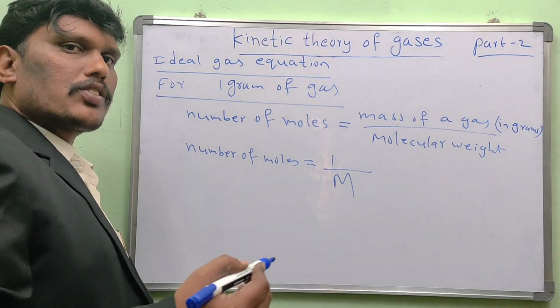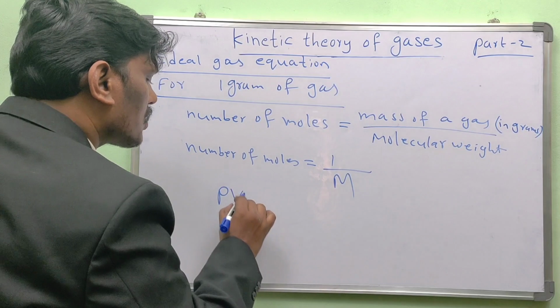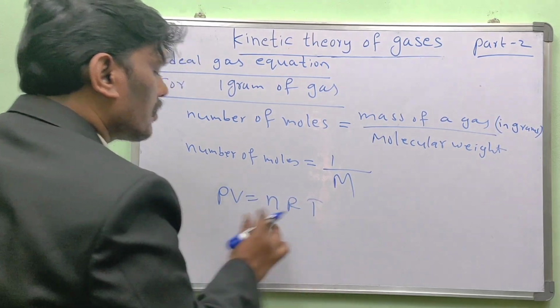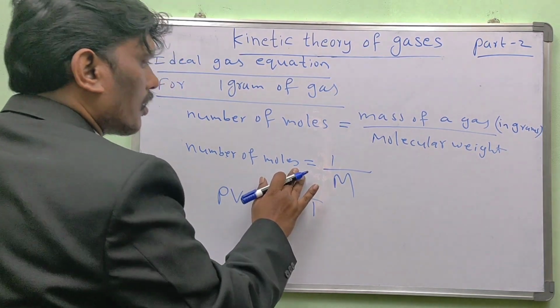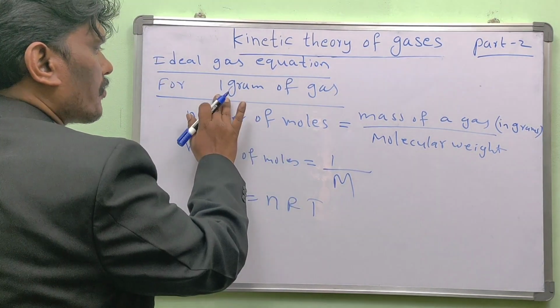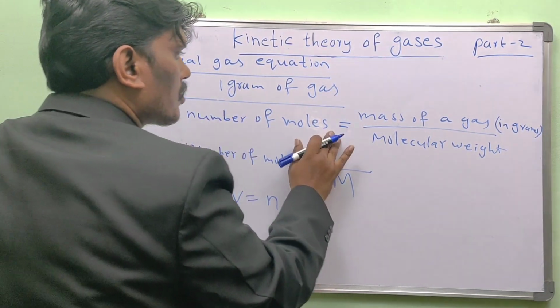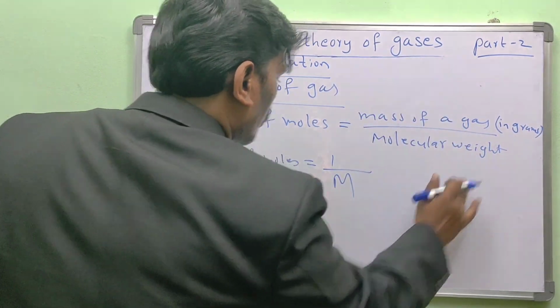We know the ideal gas equation for n moles of a gas. What is the ideal gas equation? PV is equal to nRT. This is for n moles. In the number of moles, if I consider 1 gram of a gas, the number of moles is equal to the mass of the gas by molecular weight.